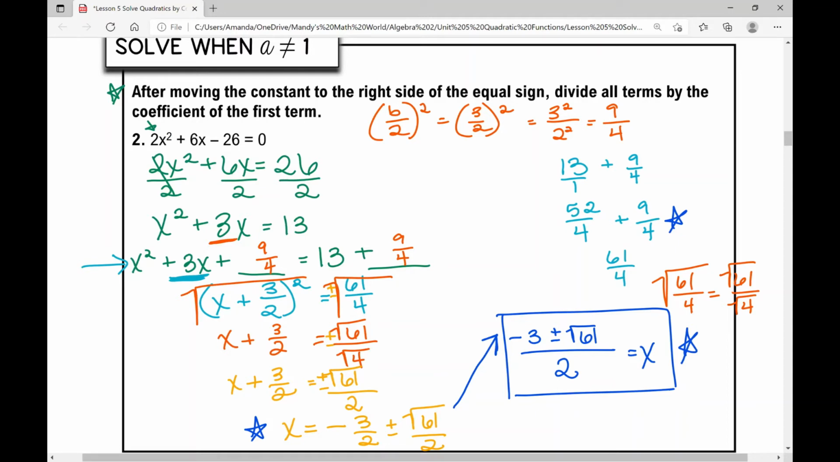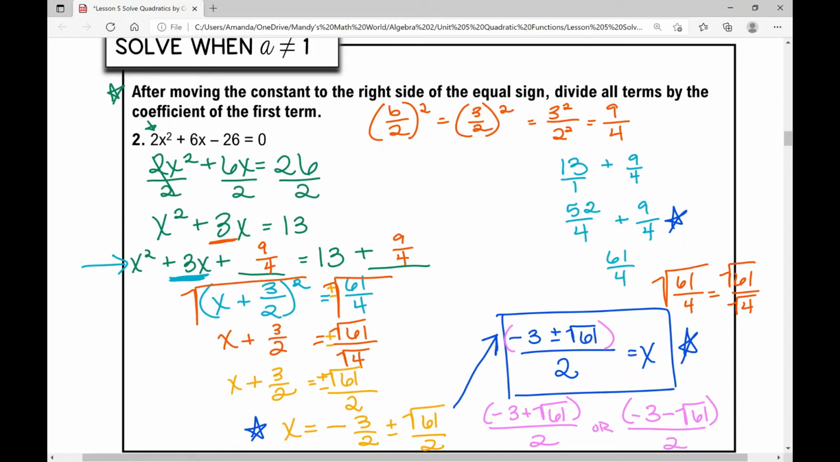But if you were going to do that, make sure you put this in parentheses in your calculator. Negative 3 plus the square root of 61, arrow out, close parentheses, divided by 2. That would be one answer. Or negative 3 minus the square root of 61, arrow out of your radical, close your parentheses, divided by 2.